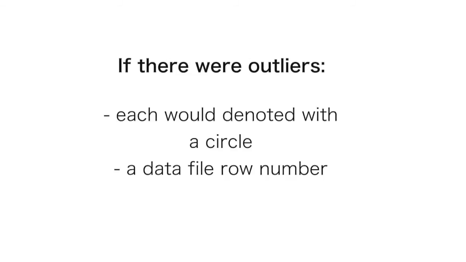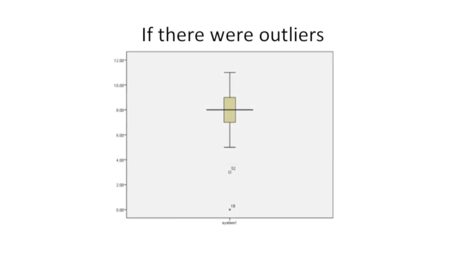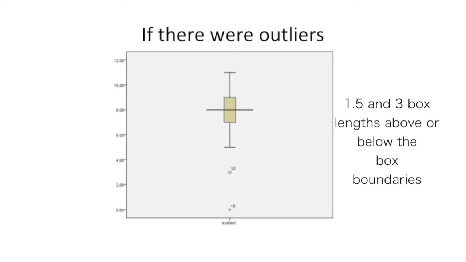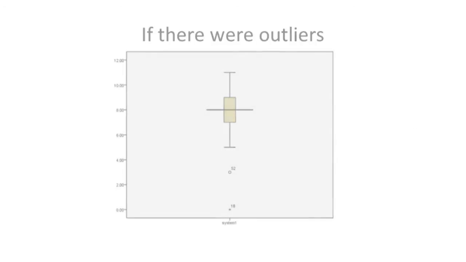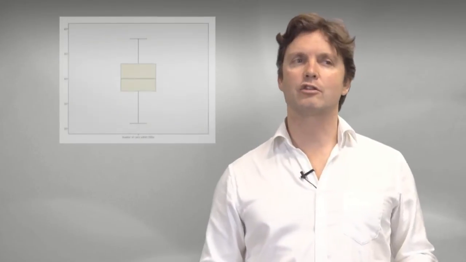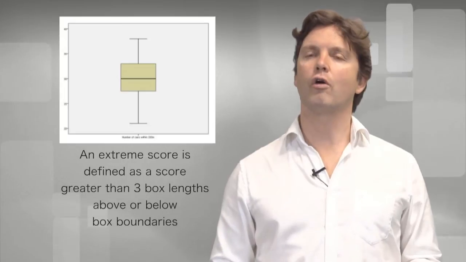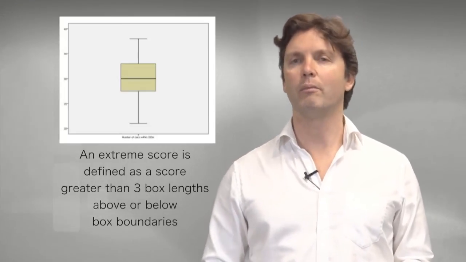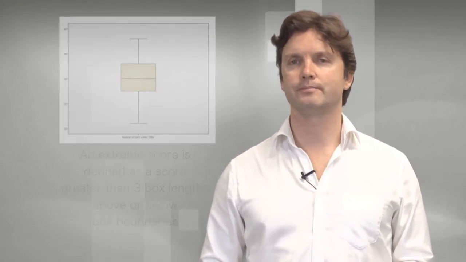Now, if there were outliers in this distribution, each would be denoted with a circle and a data file row number. On a box plot, an outlier is defined as a score between 1.5 and 3 box lengths above or below the box boundaries. If there were extreme scores, each would be denoted with an asterisk and a data file row number. On a box plot, an extreme score is defined as a score of more than 3 box lengths above or below the box boundaries.